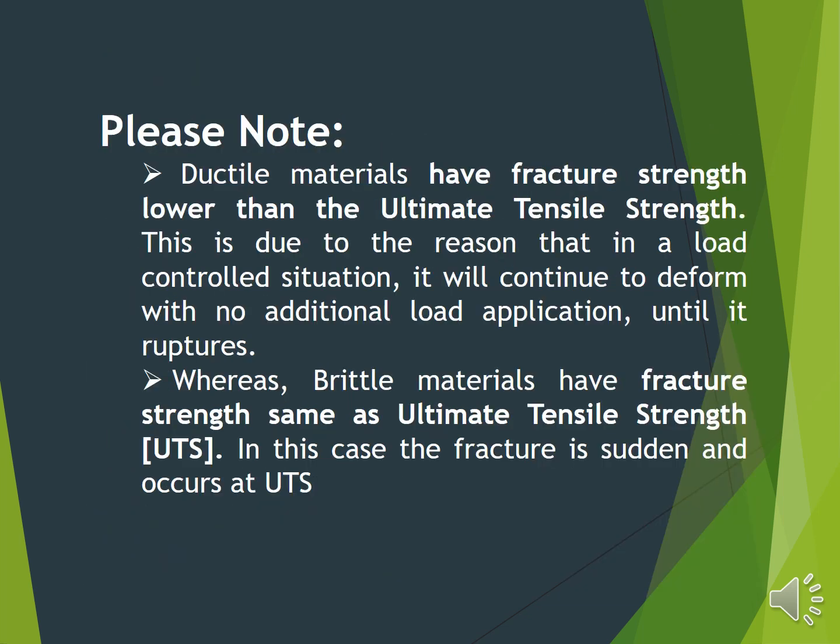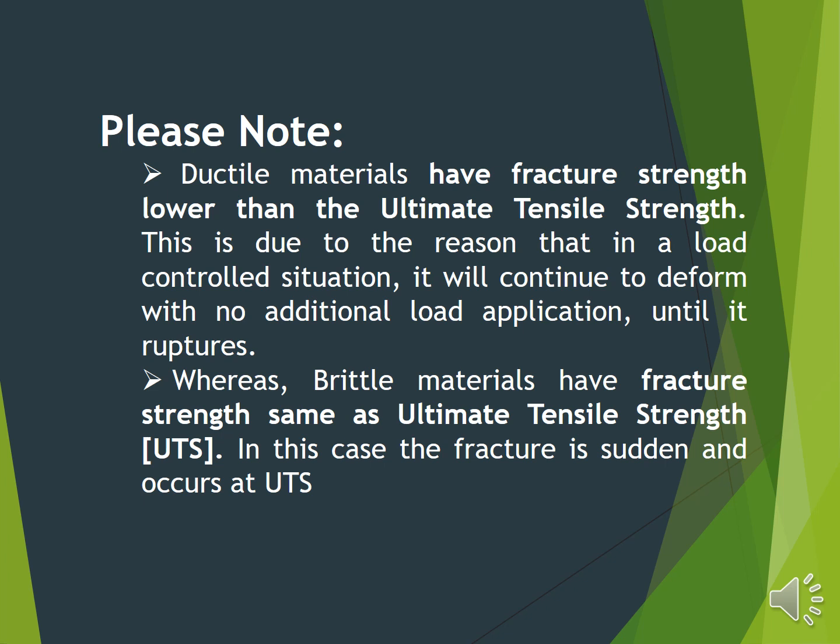Now we should note a few points here. What is a ductile material? Ductility is a property shown by materials which enables the material to be drawn into thin wires. That is the ductile property. Ductile materials have fracture strength lower than the ultimate tensile strength. This is because, in a load control situation, the material will continue to deform with no additional load application until it ruptures.